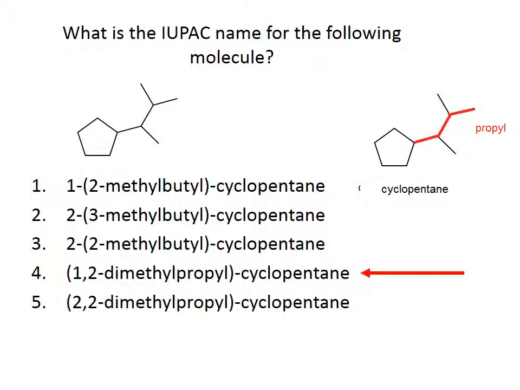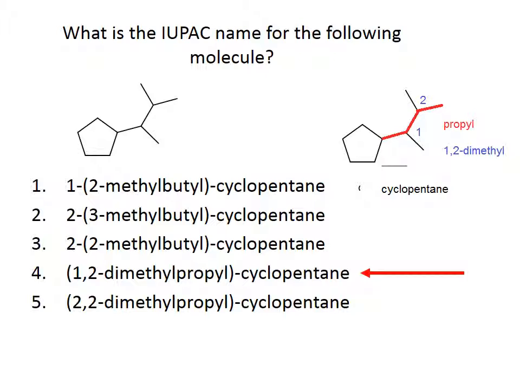So let's go ahead and see how that is. There's a propyl, and then the 2 methyl groups are right there. Now, we always number our propyls from the carbon that is attached. We always number our alkyl groups by the carbon that is attached to the ring.